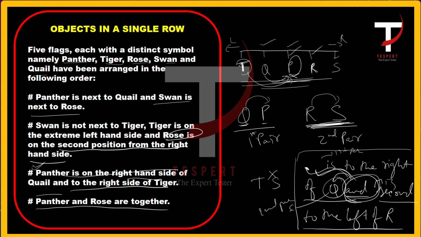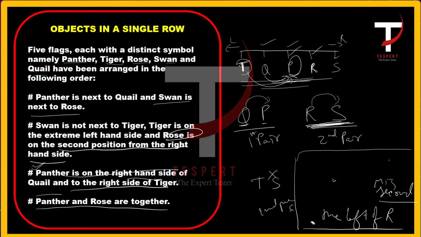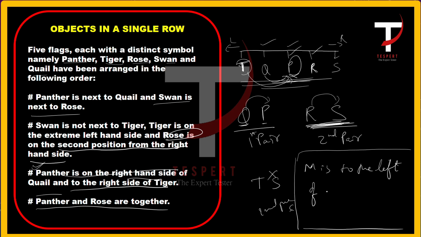The similar kind of example we shall take, which is with "who". Okay, we shall take this example now. M is to the left of D. Who is sitting between G and H? Here, who refers to whom? Does who refer to M or does who refer to D?